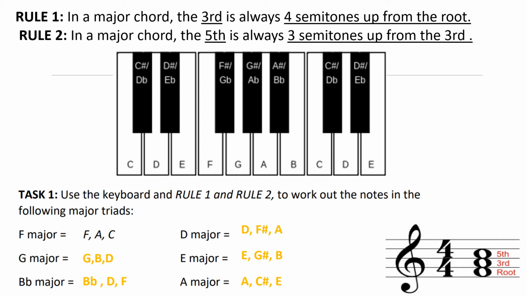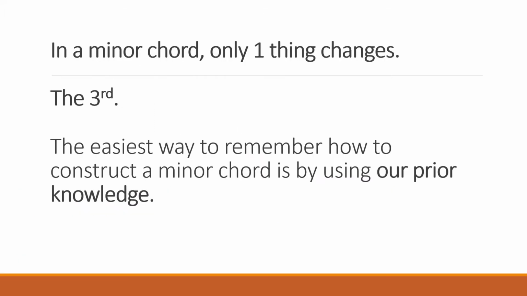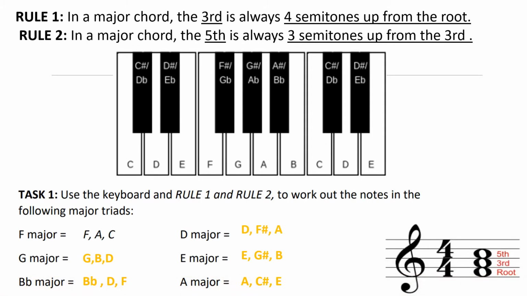And we're going to move on to minor chords. So for a minor chord, only one thing changes, and that's the third. The easiest way to remember how to construct a minor chord is by using our prior knowledge. To work out a minor chord, I'm going to start with our major chord, and then we're just going to change the third. So the major chords, this is what we've done. So we've worked out that the third is always 4 semitones up, the fifth is always 3 semitones up from the third. But remember, it's that third that we need to change.